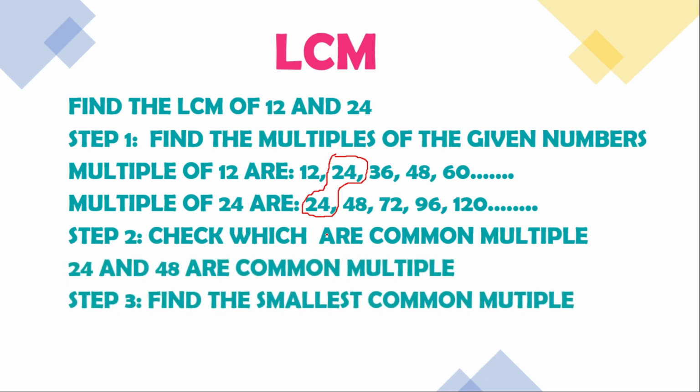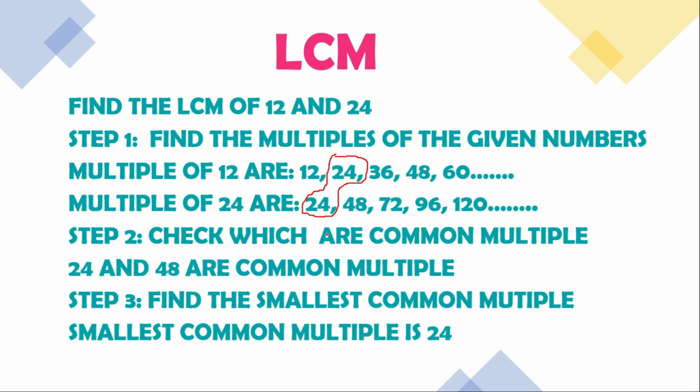So step 3 is we have to find the smallest common multiple, which we have already done, 24. So the smallest common multiple will be 24, and the LCM also is 24, lowest common multiple. So LCM is 24. This is really easy, you just have to practice a lot and you will understand very well.